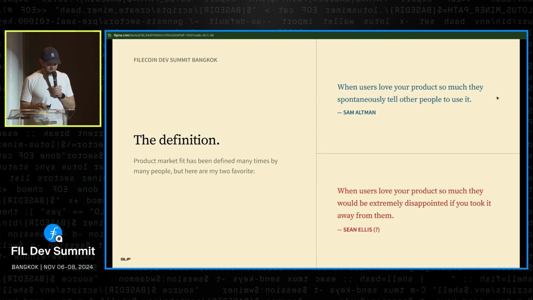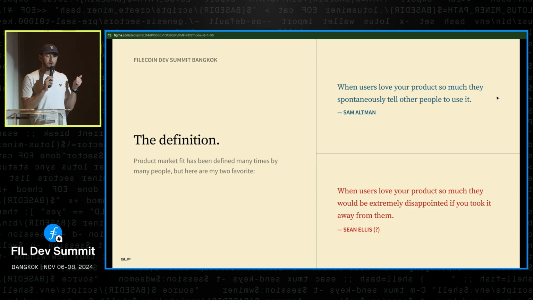Let's start with the definition. I'm combining two definitions here. One is, I think, quoted by Sam Altman from OpenAI and Y Combinator: it's when users love your product so much that they spontaneously tell other people to use it, right? So that's a notion of organic sharing. That's really a good indicator of product market fit.